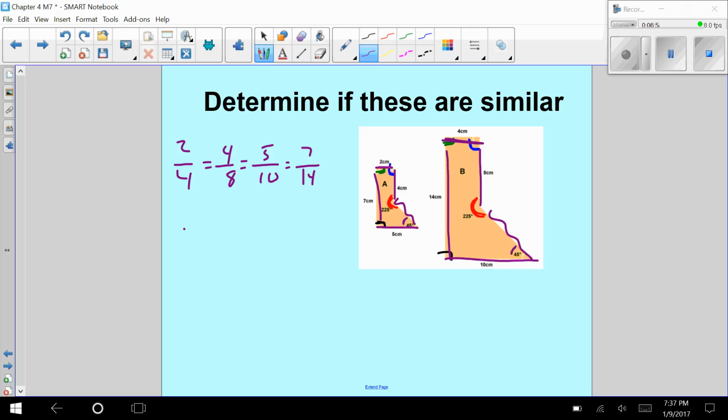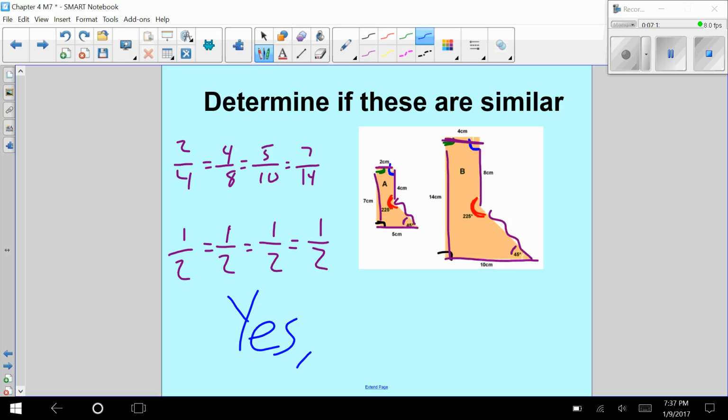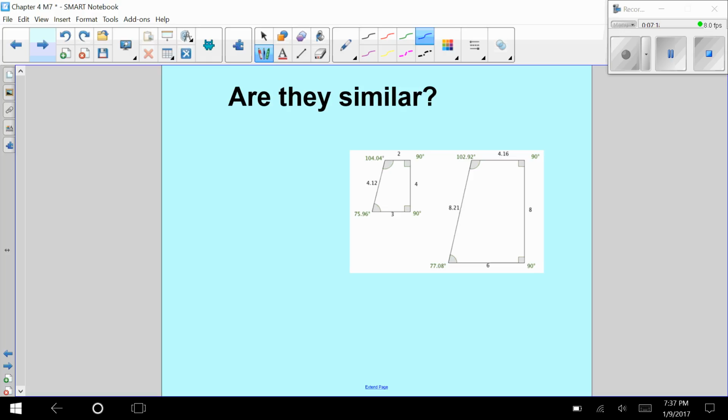Well, 2/4 simplifies to 1/2. 4/8 simplifies to 1/2. 5/10 is 1/2. And 7/14 is 1/2. Since all of these ratios are the same, and all the angles are the same, then yes, they are similar. So look at these two and determine if they are similar or not.